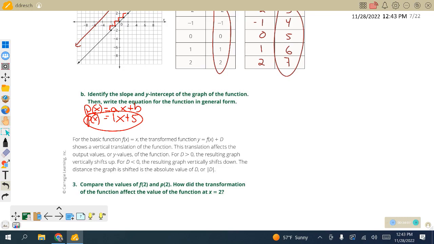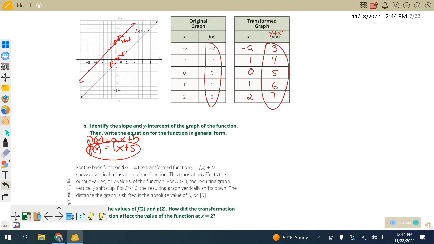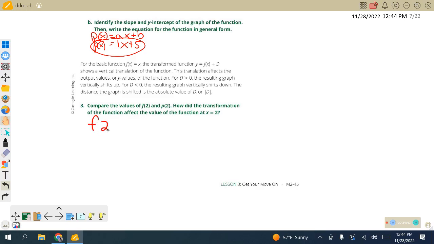All right, let's take a look at number 3. We've been doing number 3 over the last couple weeks. We want to go find f of 2 and p of 2. That means when x is 2, where is the y value? We can see that in the graph. We can see that in the table. So when x is 2, what's the output for f? 2. Right there, we're going to say f of 2 is 2. Now what is p of 2?